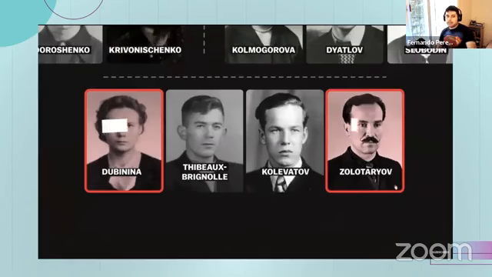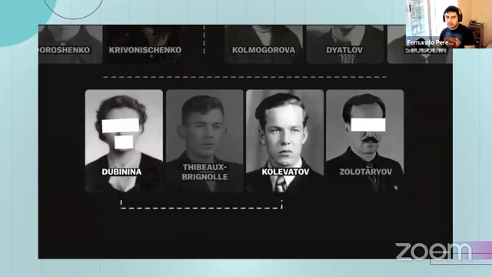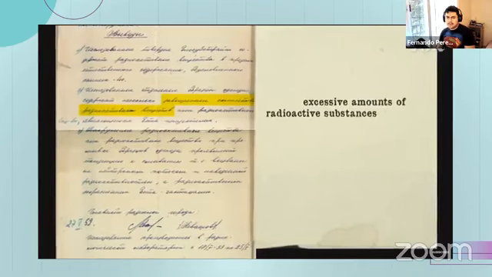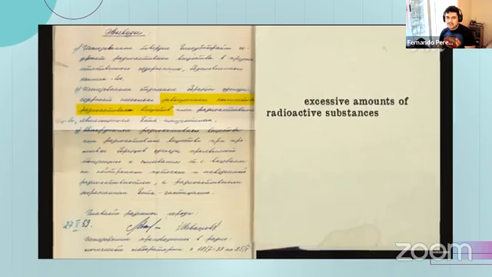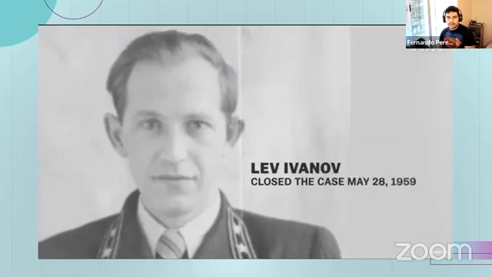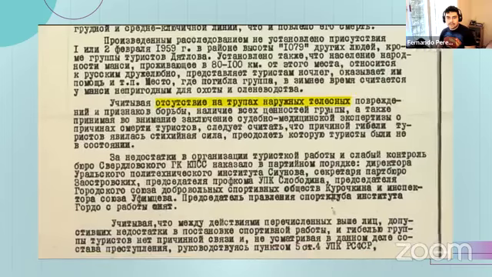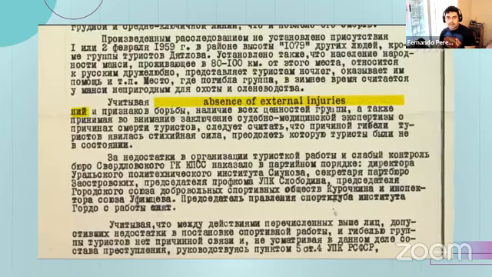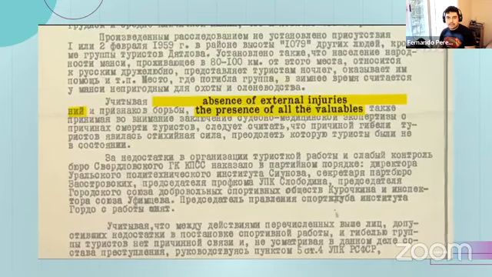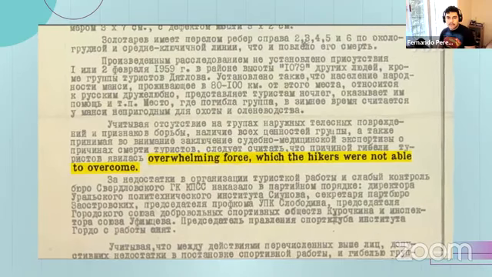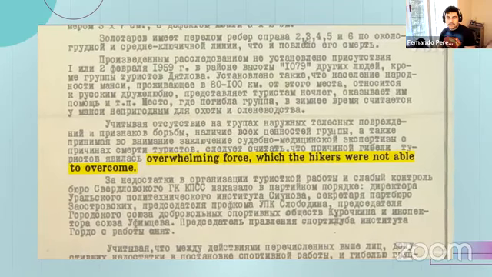Zolotaryov and Dubinina were missing their eyes, and Dubinina was missing her tongue. She, along with Kolevatov, were wearing clothes that were contaminated with excessive amounts of radioactive substances. In spite of many unanswered questions, the lead Soviet investigator, Lev Ivanov, closed the case on May 28, 1959. He concluded that no crime was committed, citing the hikers' lack of external injuries and that all of their valuables were intact, and that the cause of death was overwhelming force, which the hikers were not able to overcome.